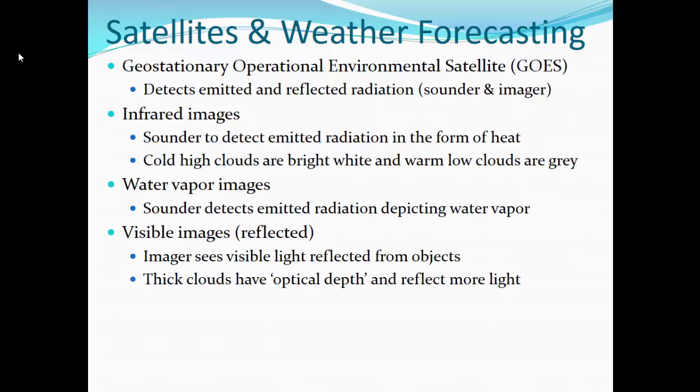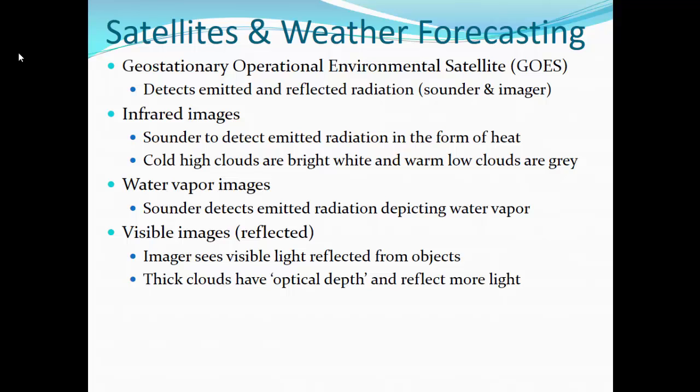The Geostationary Operational Environmental Satellite is GOES, so it detects two things: emitted and reflected radiation with the sounder and the imager. And the sounder detects emitted radiation, and the imager detects reflected radiation. Now, the reflected radiation, or the imager, is basically just a big digital camera in space. Imagine being 22,000 miles up in the space shuttle, you look down, you take a picture with your cell phone, and that's going to be the image that we get from the imager, that reflected radiation, and those are known as visible satellite images.